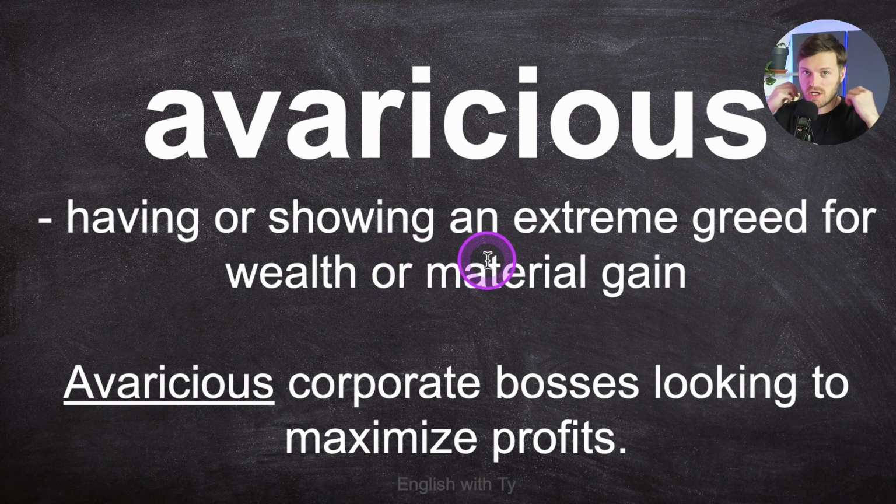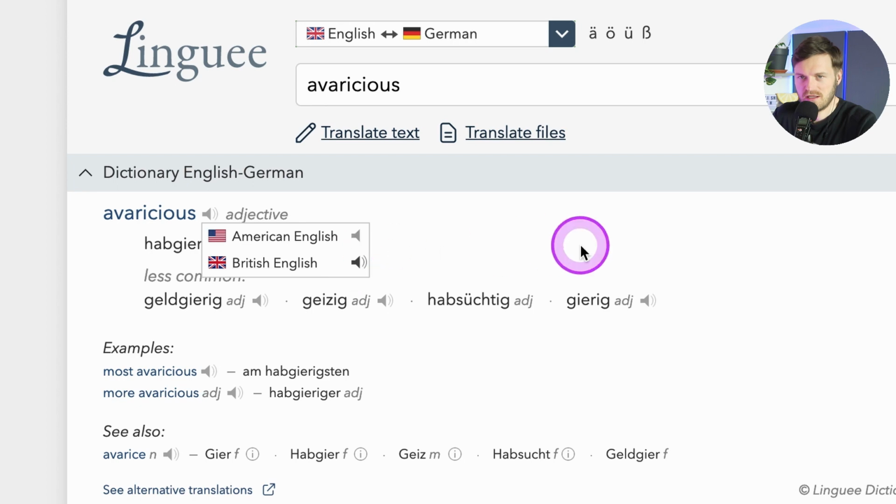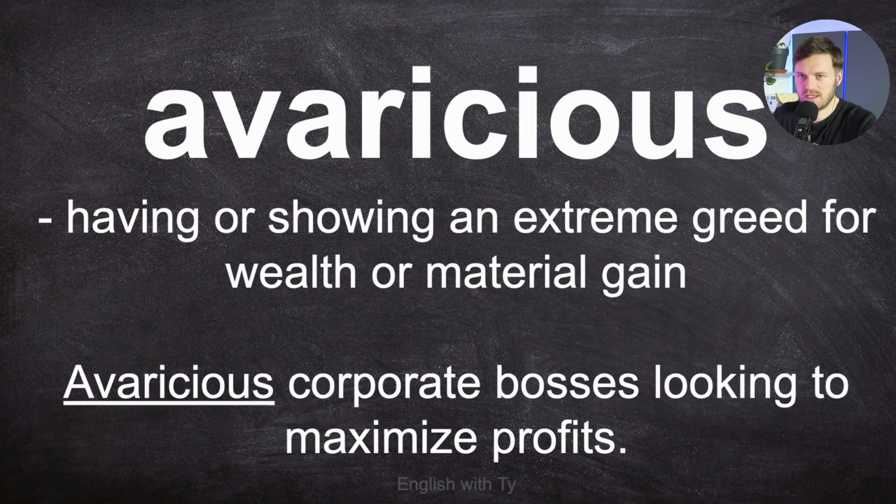Again, a very interesting word, which is why I chose it. Let's listen to different ways of pronouncing it. Here's American English. Avaricious. And here's British English. Avaricious. So in both British English and American English, this is pronounced avaricious and not avaricious or something. That would be incorrect, I guess.